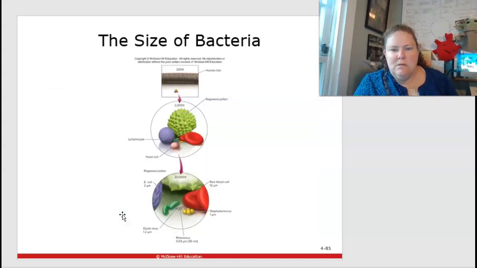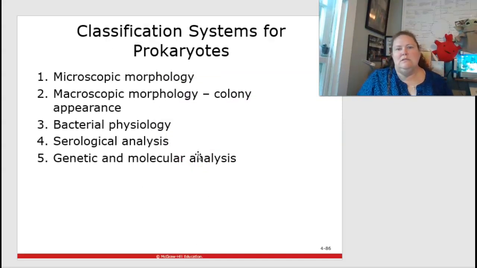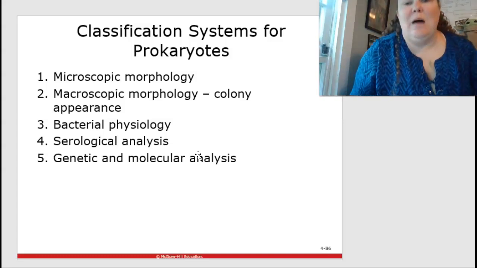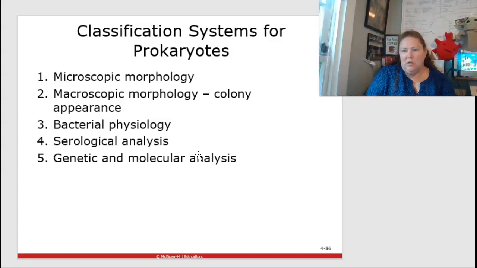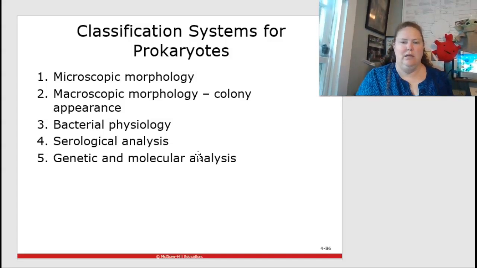And then this is just showing the different sizes. So they can be incredibly small. So this is a human hair just to show you. And then you can see that these are very small microorganisms, hence microbiology. So how do we classify our prokaryotes? Well, we're going to use microscopic morphology or shape, macroscopic morphology, which would be how they look in a colony, bacterial physiology, as well as serological analyses and genetic and molecular analyses.